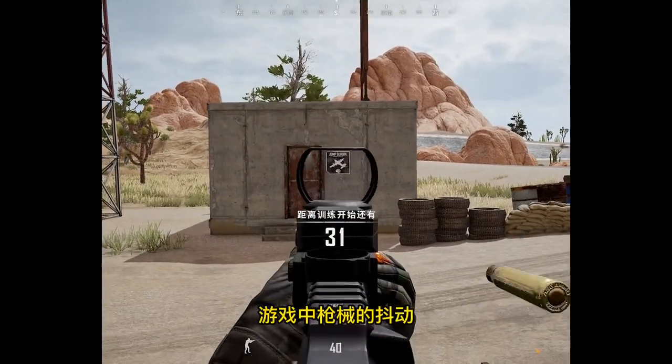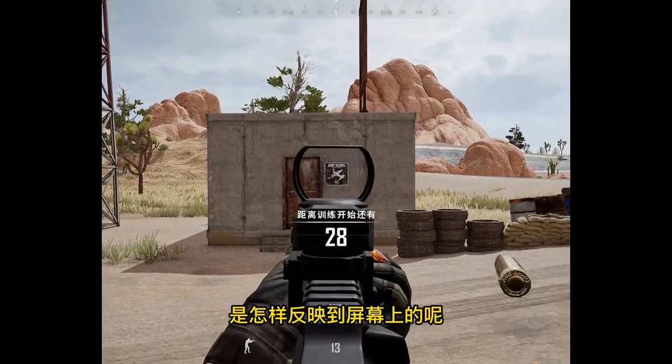The following matrix analysis is mainly for professionals to scrutinize. Non-combatants can use the escape route. Here's a question for you. How is the gun's recoil reflected on the screen?